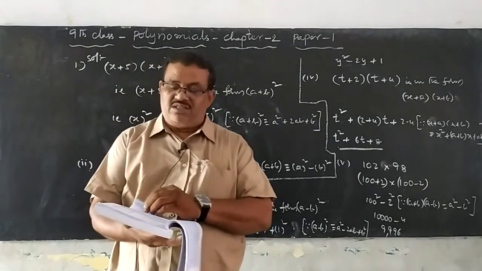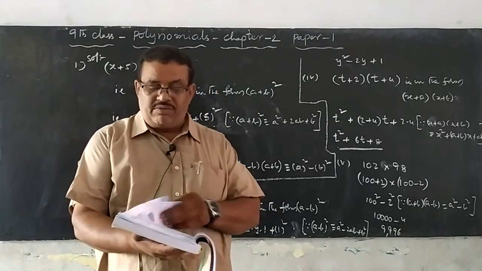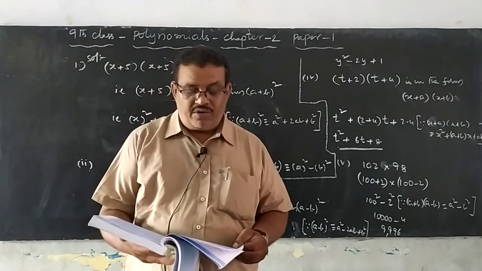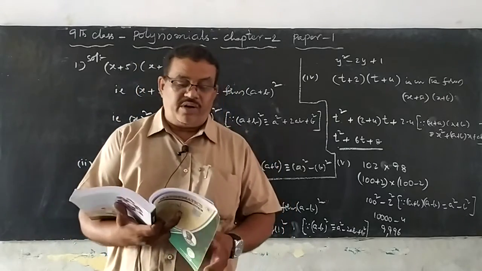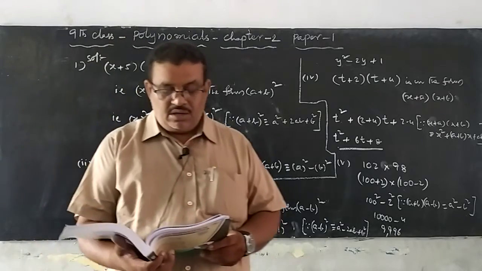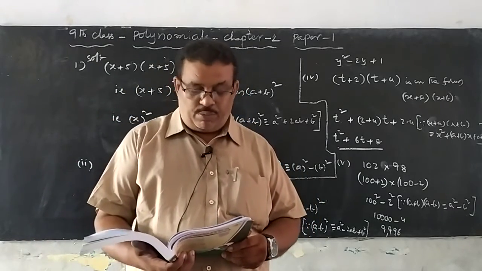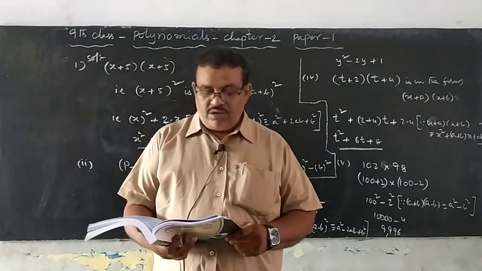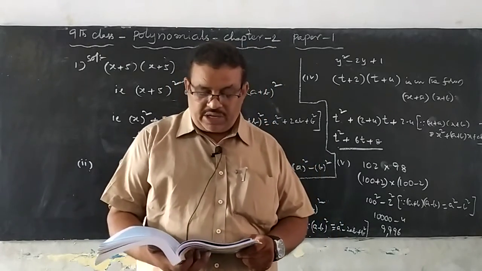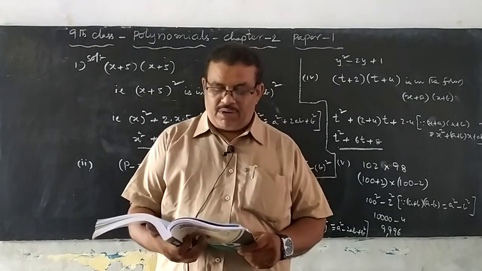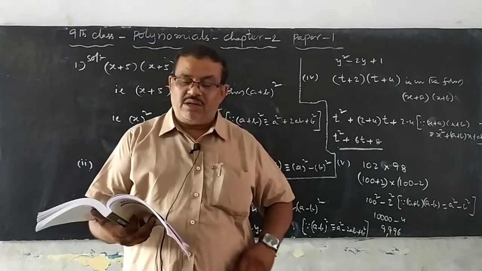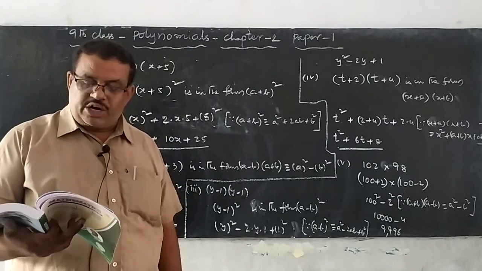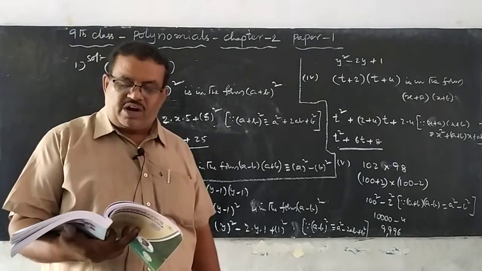In the same process there are so many problems given in the exercise, that is exercise 2.5, page number 56. The first Roman and second Roman problems are in the same pattern. Here a little confusion may come to you in the second Roman, third problem. Go through the exercise, page number 56. Second, third: 50 1 by 2 into 49 1 by 2.